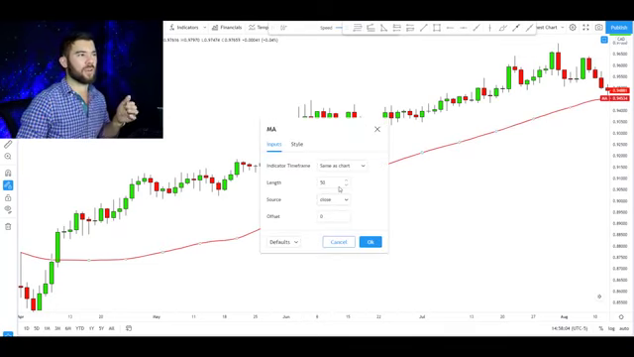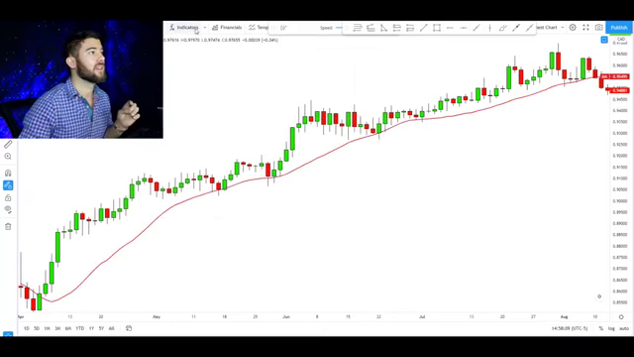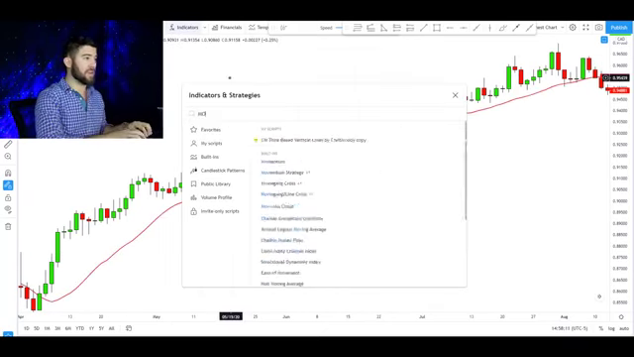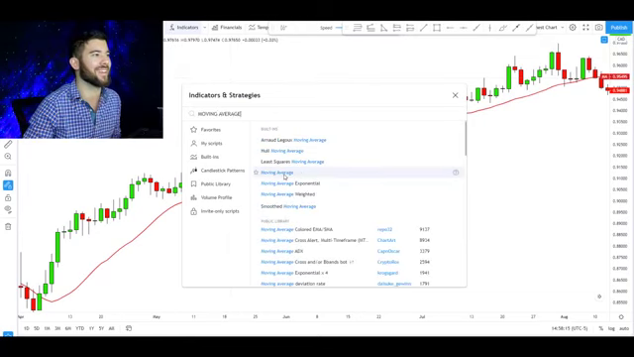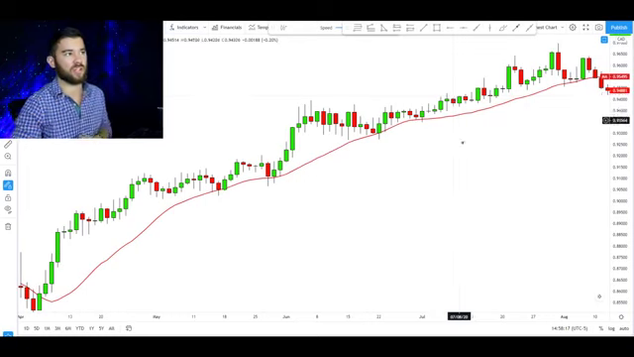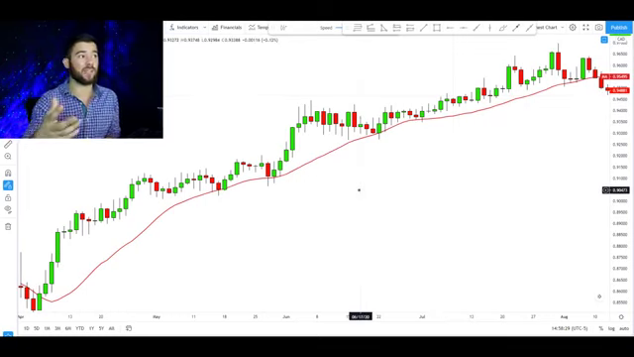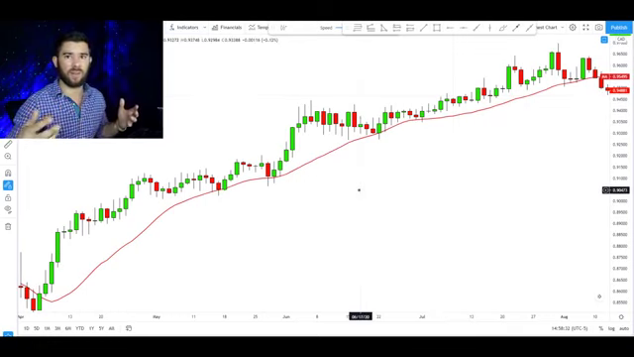Now, in order to plot this on the chart, it should be self-explanatory, but you just go up to indicators. Here on TradingView, it's very easy. You type in moving average, and then you go down to moving average and just plot it on the chart. Now, there are three main ways I use moving averages. Let's go ahead and dive into those right now.